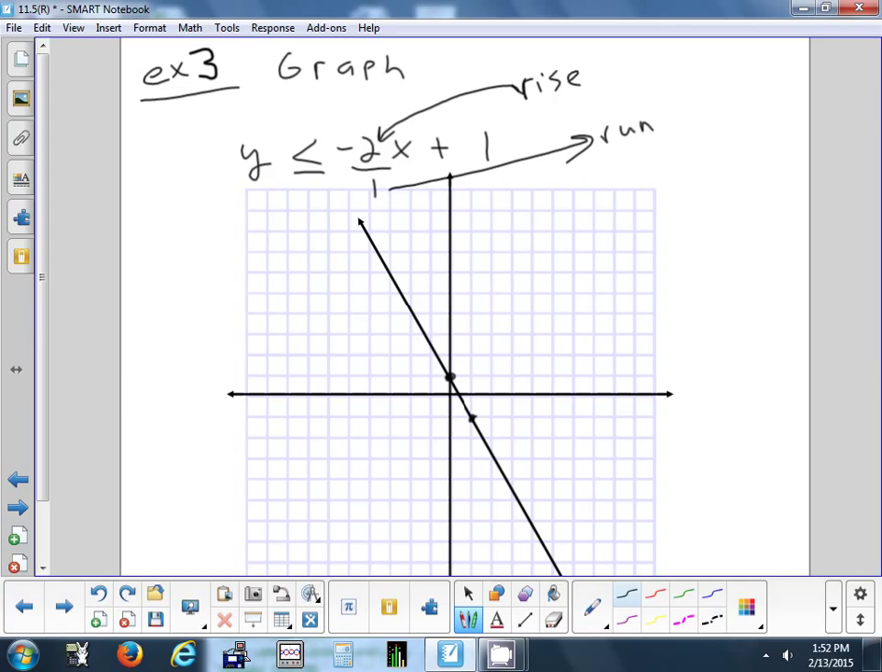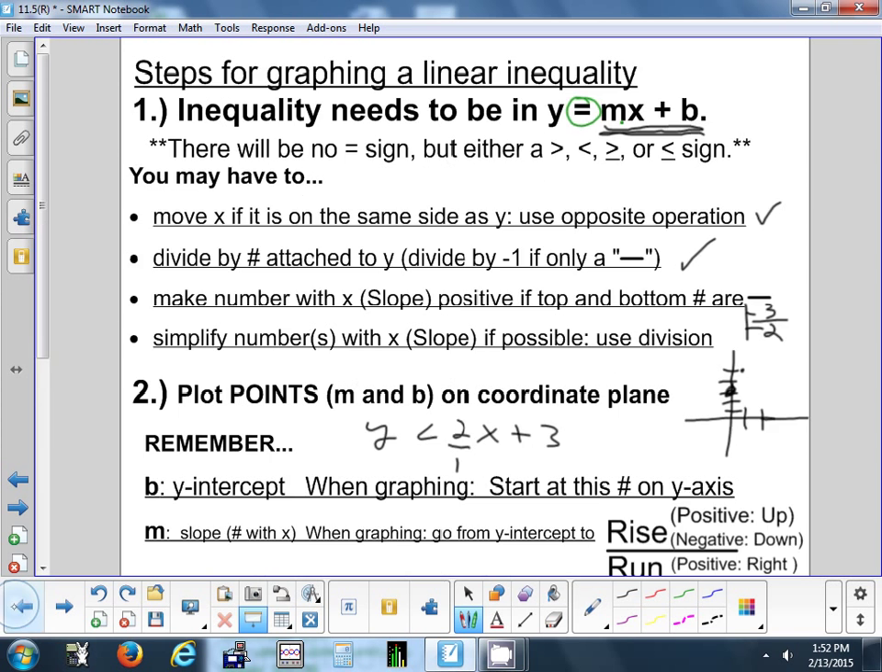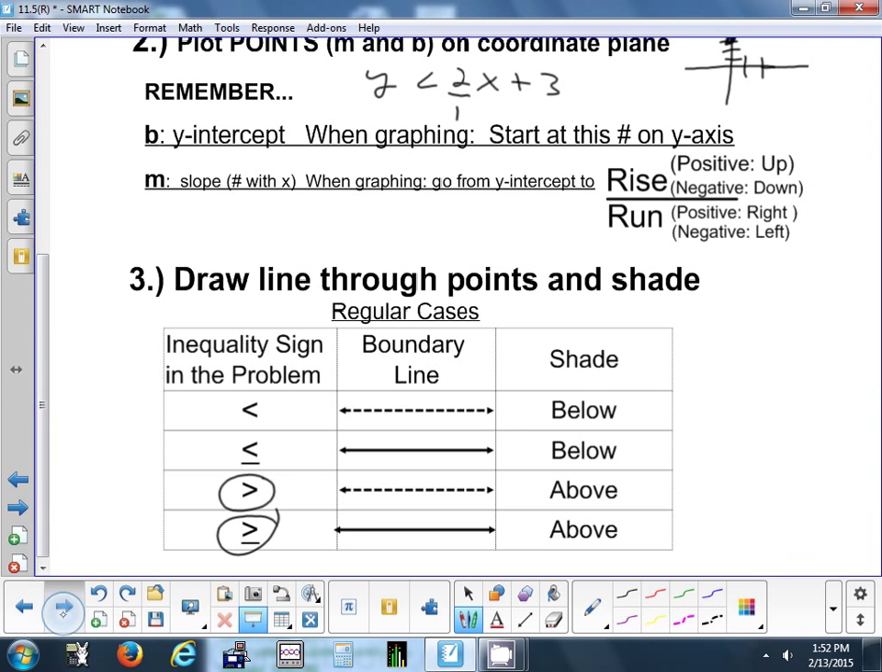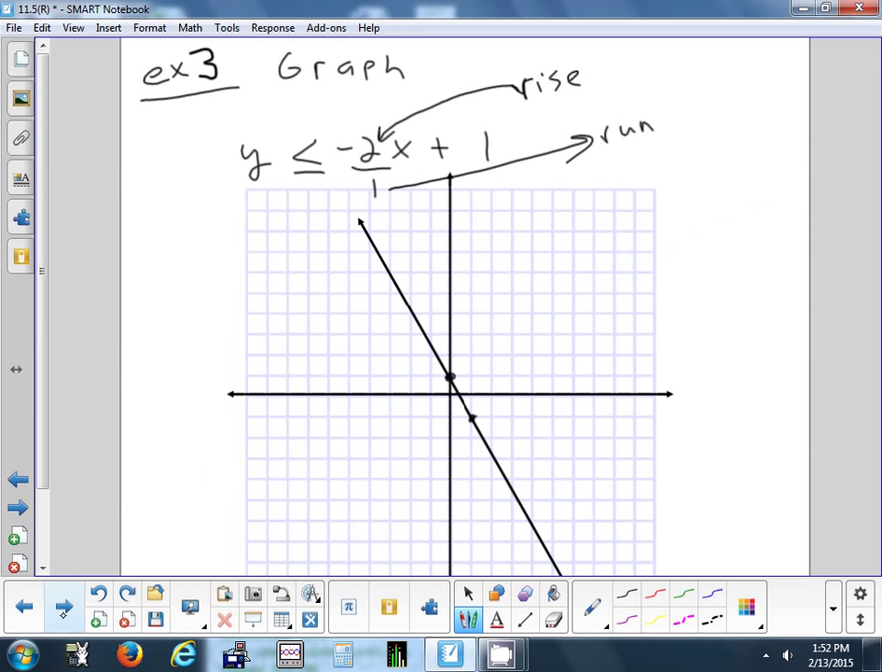Laura? What, below you said? Okay, why'd you say above? Let's go back and check. Okay, when I see above, I'm looking for that symbol or that symbol. Is that the symbol I have here? Yeah, below. Okay. Everyone see why we're shading below? Just shade below.